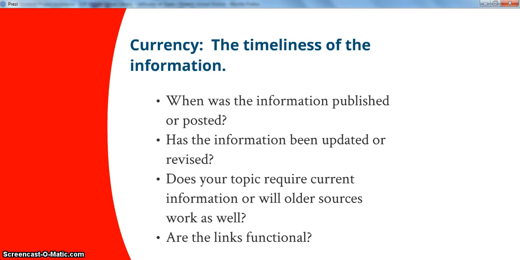Some topics don't require current information, and older sources will work just as well for those. But if you are looking for information about science, technology, medicine, current events, or business, you want to make sure that you have the most recent source available. Another thing to check is whether the links are functional. If the site has many broken links, it's a sign that the website may not have been updated recently.